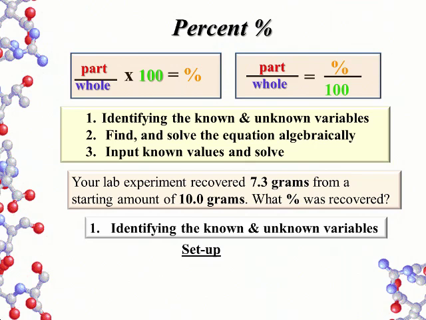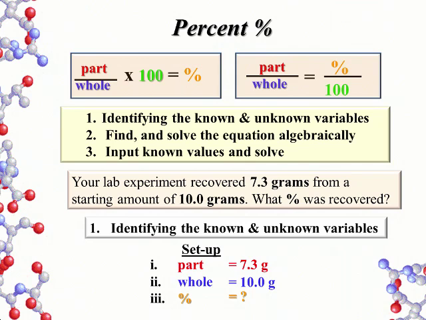Now, looking at the problem, we can see that the starting material is the whole, and it is 10 grams. Write that out. Only part of the starting material was recovered, so 7.3 grams must be the part. Write that out. And percent. It's an unknown. We can put a question mark there, or maybe an X as an unknown variable. That's a good approach too. We're going to stay with the question mark.